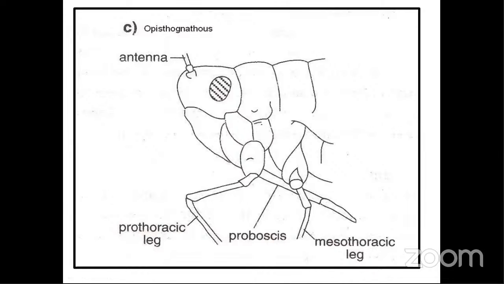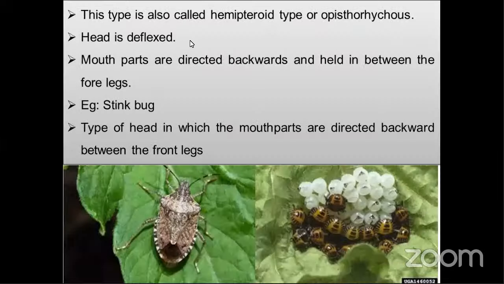So we can also call them hemipteroids or orthopteroids. You can see here, these are the bugs. You can also call it hemipteroid type or opisthorhynchous. Here the head is deflexed and mouth parts are directed backwards and held in between the forelegs. You can remember this point. Stink bugs are examples of the type of head in which mouth parts are directed backwards in between the front legs. So this is the concept of different types of head. Very simple concept. Definitely they will ask one bit.